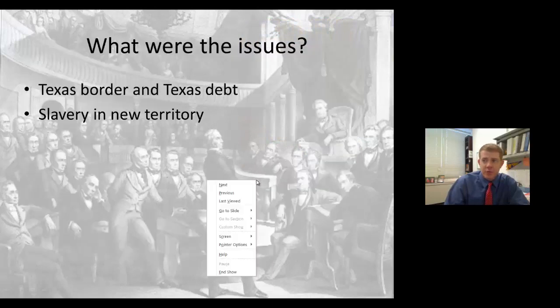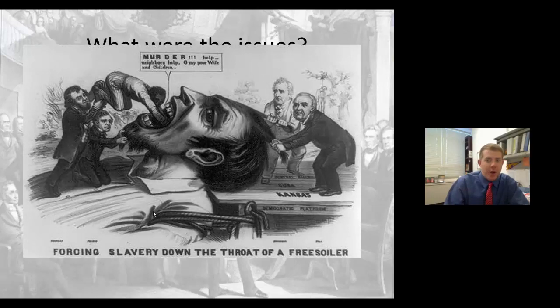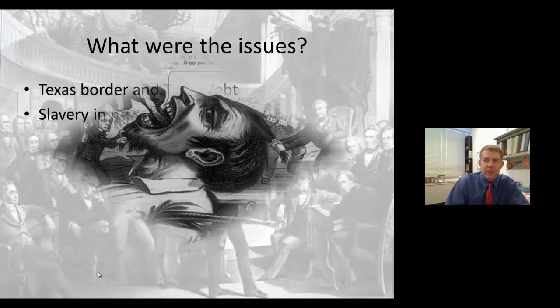Another issue is this idea of slavery in the new territory. We know what Wilmot wanted, and we know what the Free Soilers wanted, but the Southerners aren't willing to accept that. And so we have this idea of forcing slavery down the throat of those who don't want it. Free Soilers want the West open for white settlement, white employment.